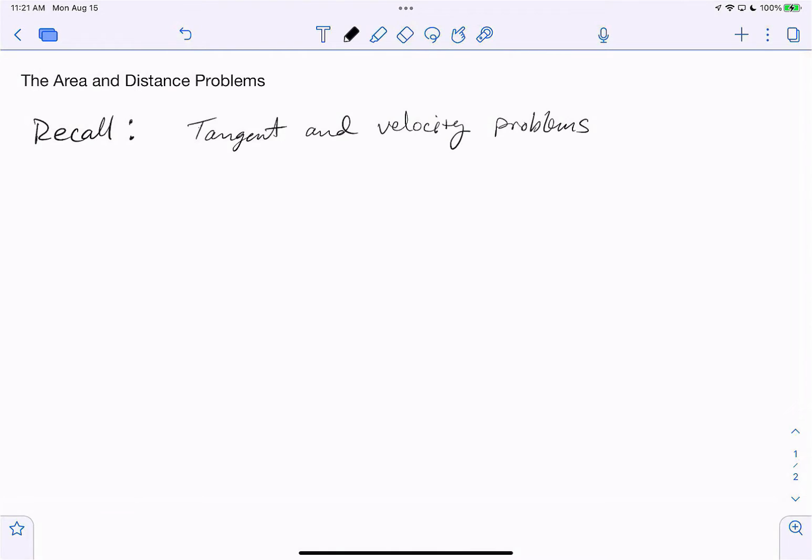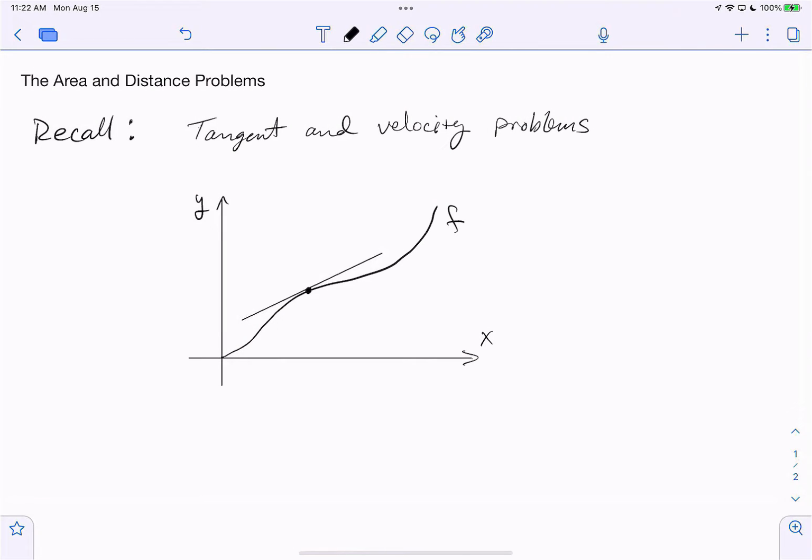Recall that we started looking at derivatives with tangent and velocity problems. Given a function f and a point on the function, we can, if the function is differentiable, find the equation of a tangent line to the function at that point. And remember, the slope of the tangent line is, generally, change in y over change in x. But then we saw that through the limit process, that becomes dy/dx.